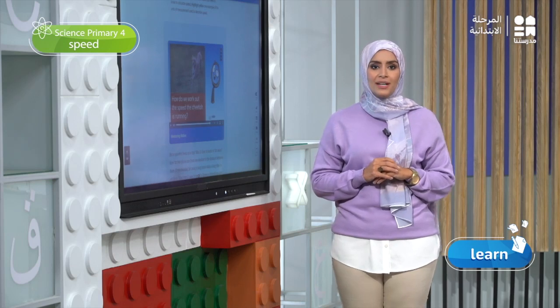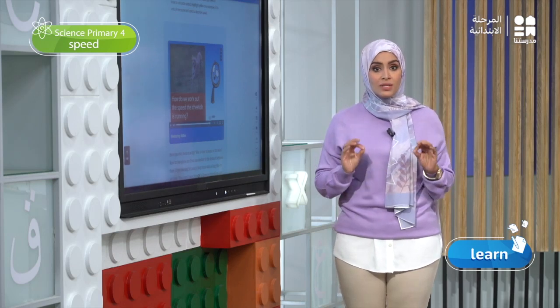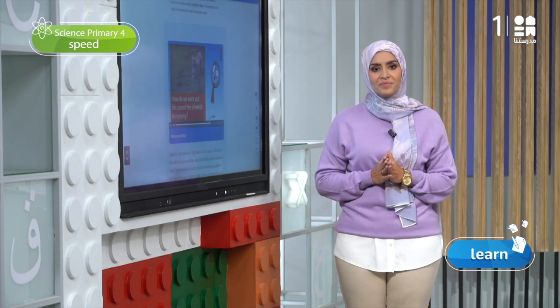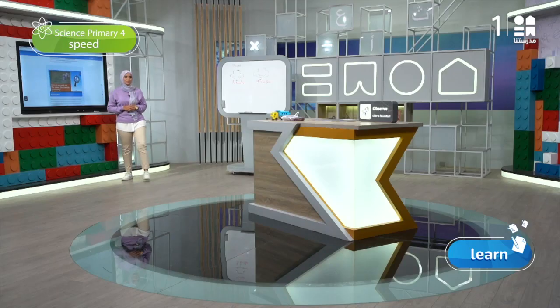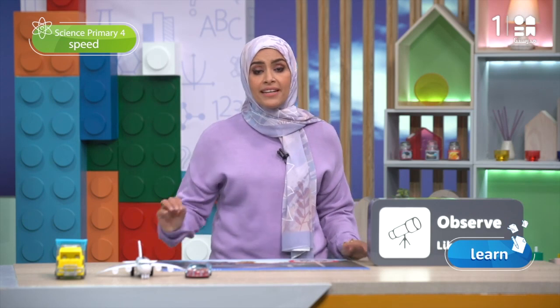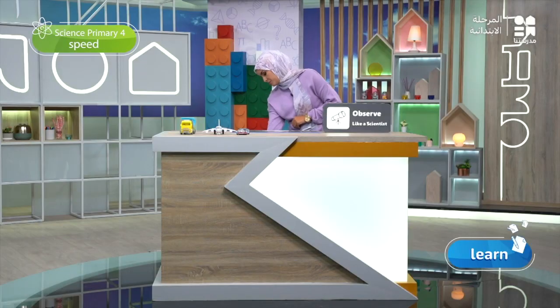This is the end of our lesson. We used our science skills, analysis, and observation. Let's recap. We analyzed the picture and the text to identify the speed definition scientifically, which is one of the key vocabularies in this concept. Let's add it to the key vocabulary wall.